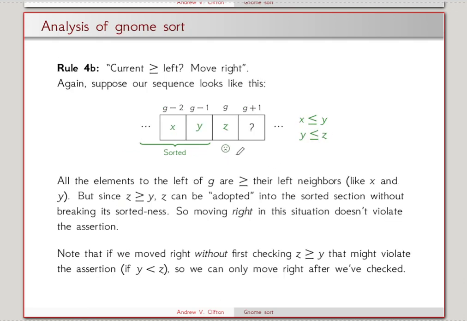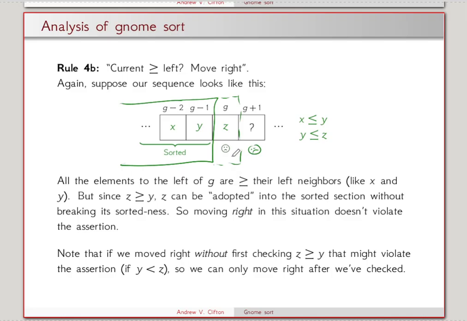On the other hand, if we move right, we have to say, well, when do we move right? So again, assume that everything to the left of the gnome is already sorted. When I move to the right, I'm basically adopting z into the sorted section. So adding z to the sorted section better not break its sortedness.